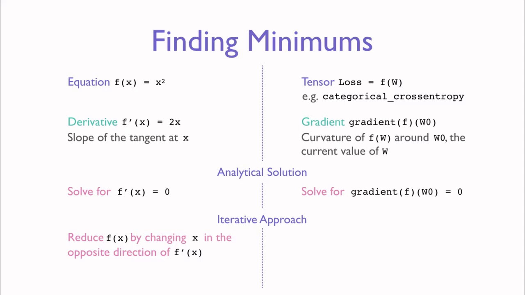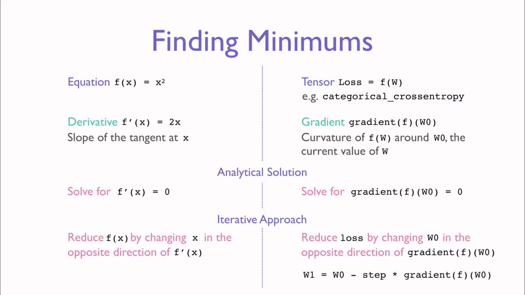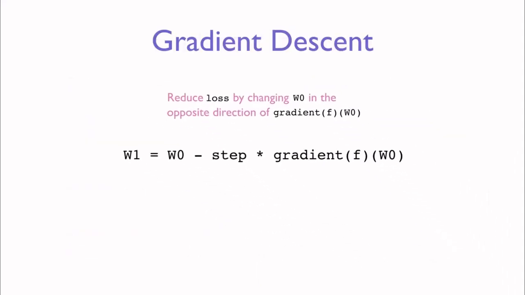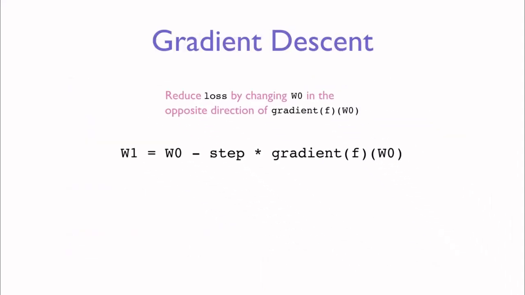That means we have to turn to the second approach and try to incrementally approach the point where the derivative equals 0 by moving the parameters w0 in the opposite direction of the sign of the gradient. Remember, the gradient of f of w0 can be interpreted as the tensor describing the curvature of the original function f of w around the point w0. In our case, the function for which we want to find the global minimum is the loss function, categorical cross entropy. We do this by adjusting the weights in the opposite direction of the gradient. We'll also scale the amount we adjust the weights by a factor called step.